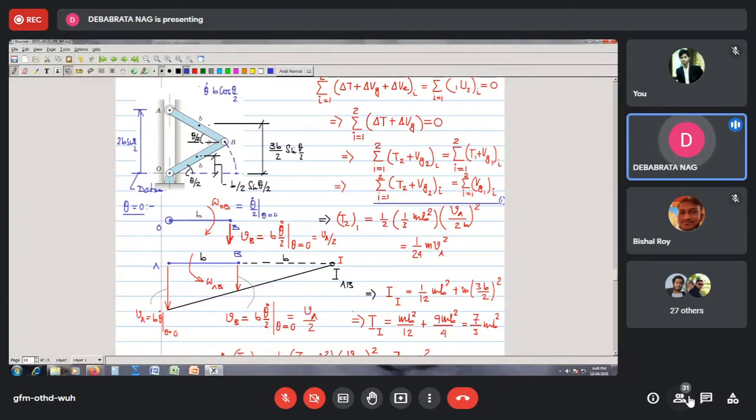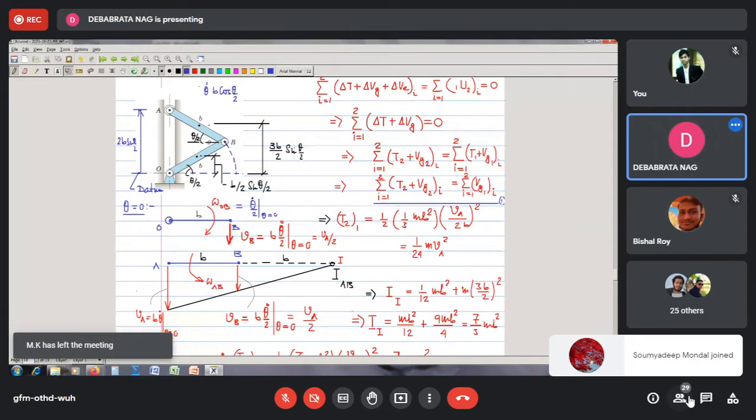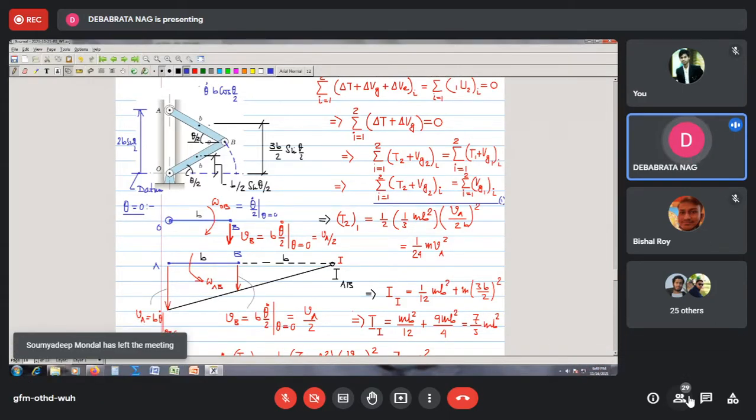Now at theta equal to 0, that means when this member comes to this flat position, what will this point's velocity be? Just put theta equal to 0 here, and therefore at this position the velocity will become b theta dot at theta equal to 0. Since this is the velocity of point A, and our unknown is VA that is to be found, I express this end's velocity in terms of this velocity, and I can see that this velocity will be equal to VA by 2, right?